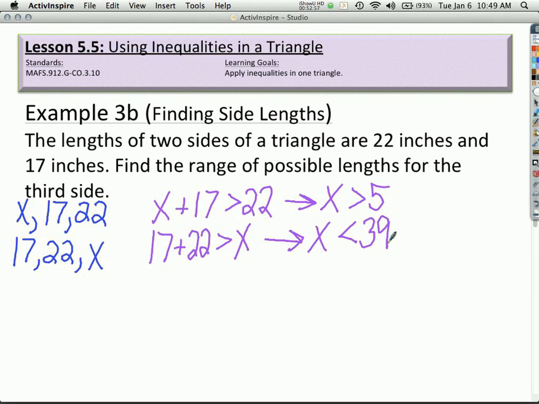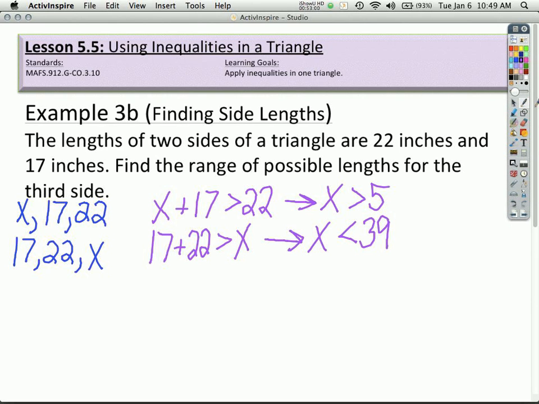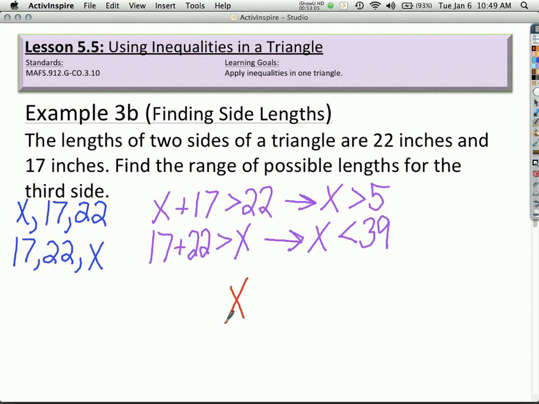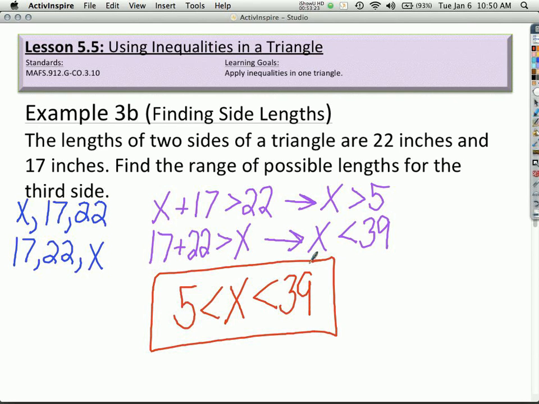And so now we've identified the smallest possible length and the largest, and we put it together as a compound inequality. So now we can say a statement like this. The third side has to be just over 5, and it has to be just under 39, or anything in between. Anyone have any comments, questions, or concerns about how we went about this? Or why we don't do that third inequality, or anything at all?